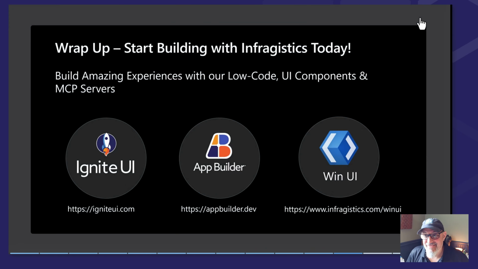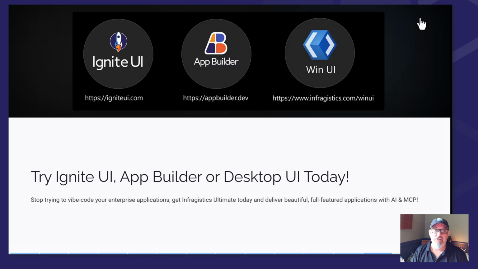So to wrap up, I think you probably want to start building with Infragistics today after you saw that demo. You can build amazing experiences with not only App Builder. So let's say you want to start with a very structured app. You've got everything all set. Maybe you have some Figma that you actually want to just generate and get code out of or get screens out of. Use our MCP server with skills and just Visual Studio Code, Cursor, whatever. Windsurf with Ignite UI. I don't want to discount the desktop WinUI, WPF, Windows Forms, but just go to igniteui.com, appbuilder.dev, or just infragistics.com, and you can start today, get all the links to everything.